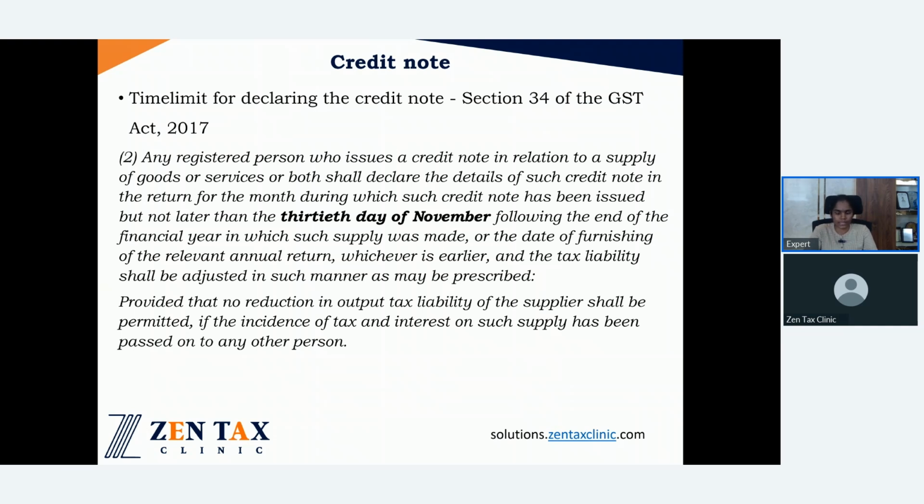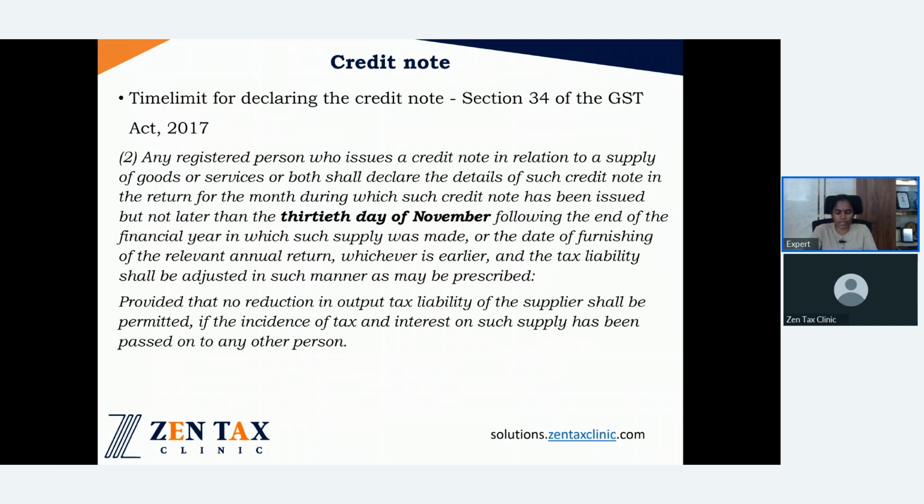So, in simple terms, the supplier should ideally declare the credit notes in whichever month the credit note was issued. But if they fail to do so, the last date for declaring such credit note is the 30th November following the end of the financial year, or the date of filing annual return, whichever is earlier.